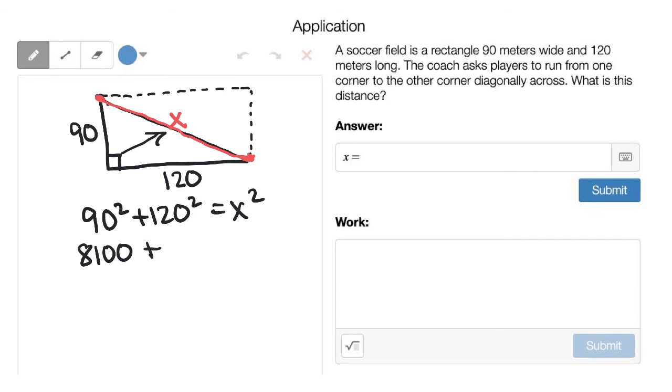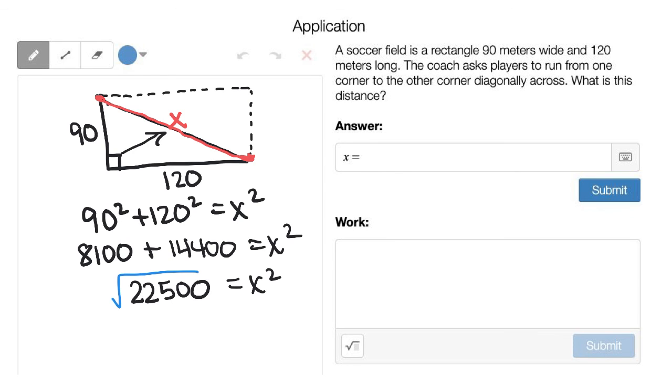8,100 plus 14,400. I do believe that's right. Okay, 22,500 equals X squared. Square root, and you should get exactly 150 as your X value. Okay, so they're going to be running 150 meters.